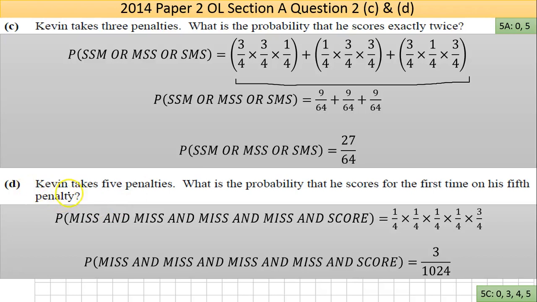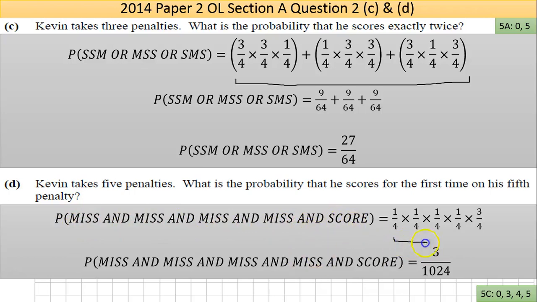Now move on to part D here. Kevin takes 5 penalties. What is the probability that he scores for the first time on his 5th penalty? Okay, so what's the probability he misses and misses and misses and misses and then scores? Each time, "and" means multiply. You know the probability of missing is 1/4. So it's 1/4 times 1/4 times 1/4 times 1/4 times 3/4.